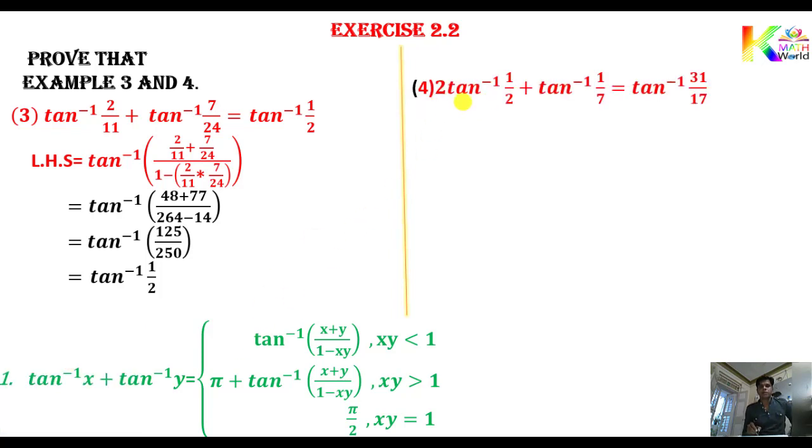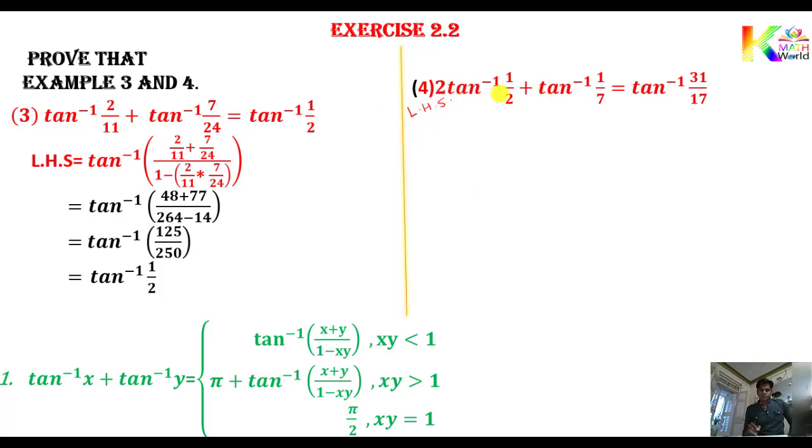Okay, see the next question. 2 times tan inverse 1 by 2 plus tan inverse 1 by 7. Firstly, we have to prove this result. So we will consider this as the left hand side. Then afterward we can start. Due to lack of space, I am not going to write the left hand side; I will directly start the calculation.